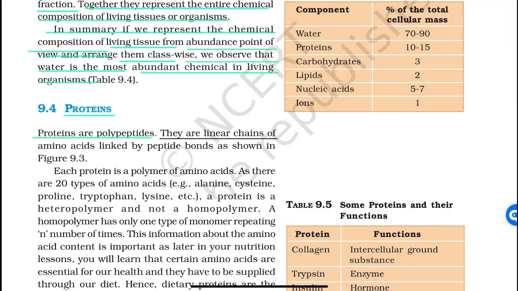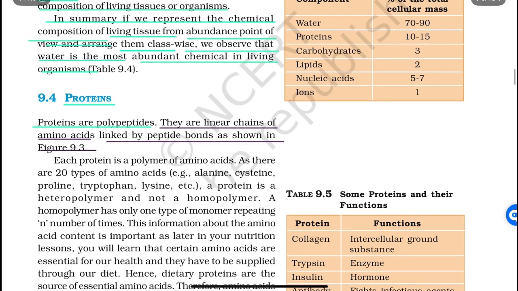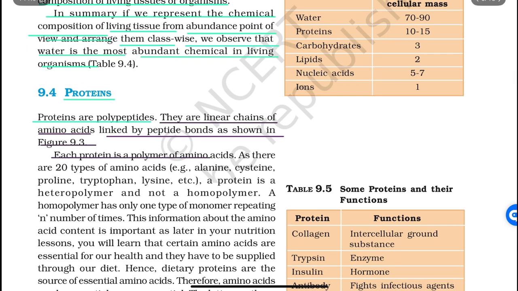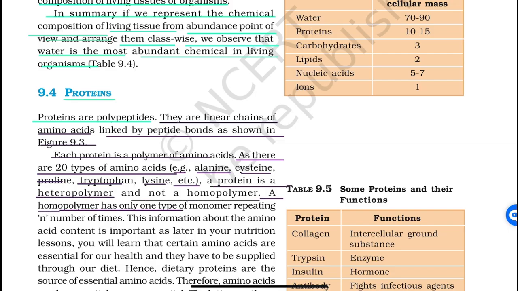They are linear chains of amino acids linked by peptide bonds as shown in figure 9.3. Each protein is a polymer of amino acids, as there are 20 types of amino acids. Example: alanine, cysteine, proline, tryptophan, lysine, etc. Protein is a heteropolymer and not a homopolymer. A homopolymer has only one type of monomer repeating n number of times.